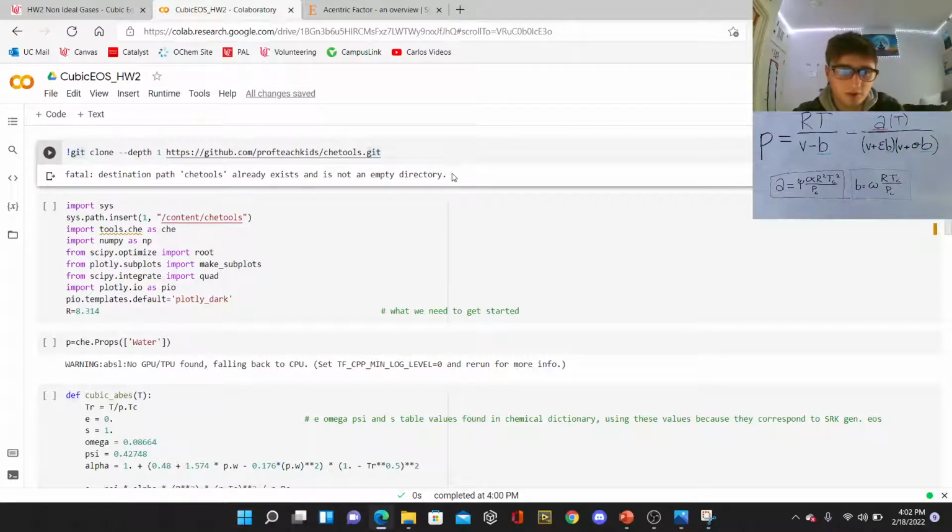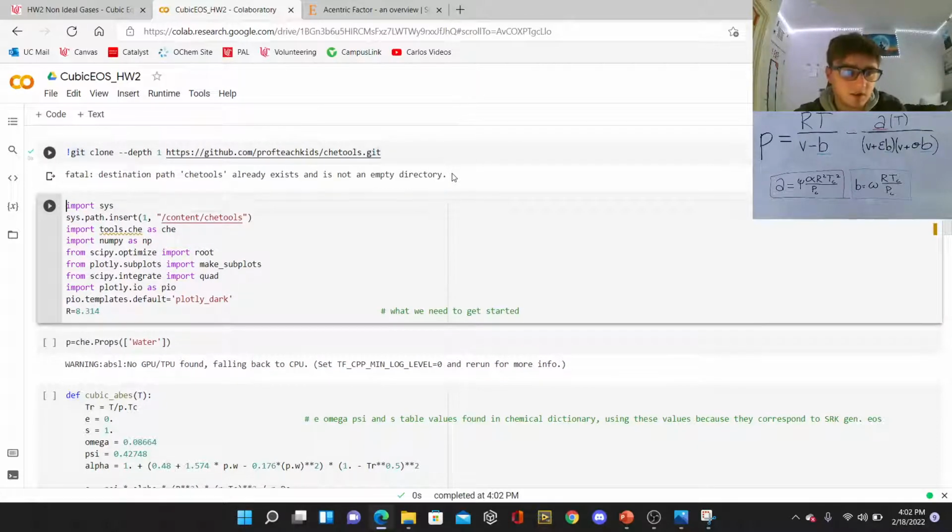Now, first, we're going to get the chemical tools that we need so that we can get the properties of water, and this is just creating a path right here so that we can do that very simply. We're not going to use all of these, such as numpy, root, quad, none of that yet. That'll come later. What we are definitely going to be using the entire time is this R value, as it is very important when calculating things like pressure, volume, temperature, all of that. And also to make subplots, which is very important, as we have to plot these isotherms.